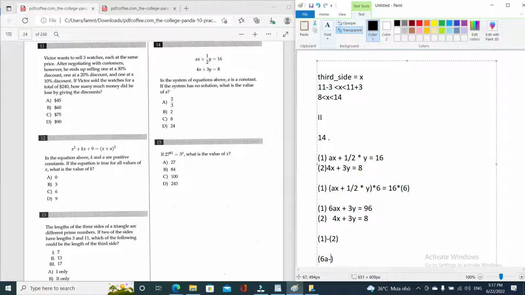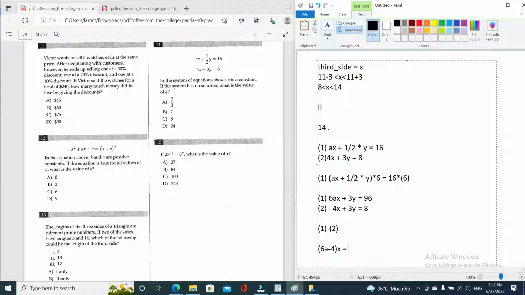6a minus 4x. Okay, so the 3y and minus 3y are going to cancel each other. So this is going to be 88 on the right side, right? Because the 3y are cancelled.